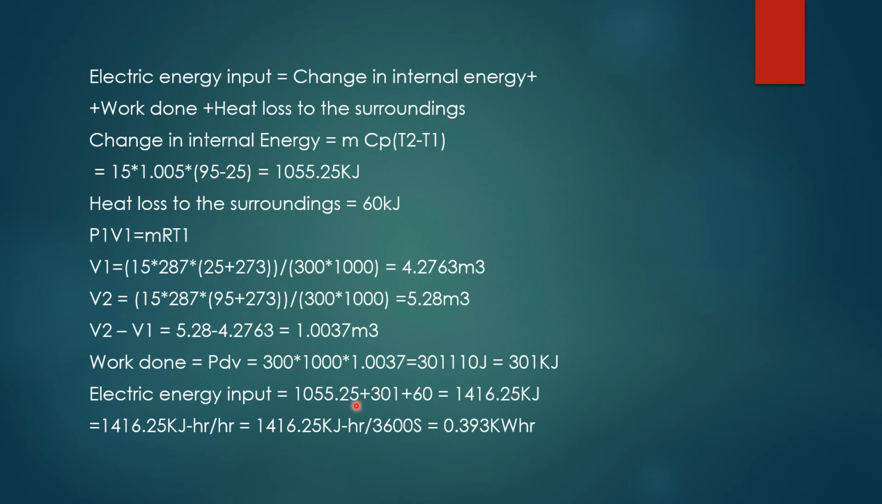Now it is asked for the required unit in kilowatt hour. This is in kilojoule. So what I am simply doing is multiplying it by hour and dividing by hour. Kilojoule hour divided by hour. Hour you can write in seconds, so I am writing it as 3600 seconds to convert the kilojoule to kilowatt. When you do that, you get 0.393 kilowatt hour. So this is the solution of the problem.